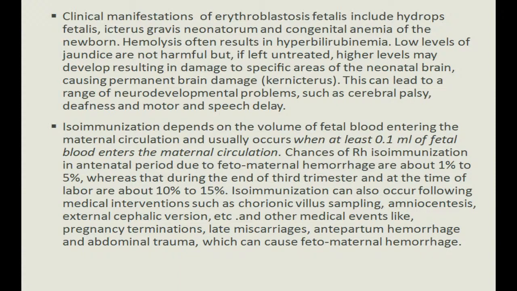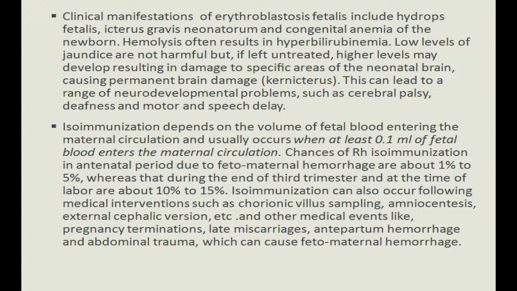Isoimmunization depends on the volume of fetal blood entering the maternal circulation. I repeat it again, please pay attention. Isoimmunization usually occurs when at least 0.1 milliliter of fetal blood enters the maternal circulation. Would you like to imagine this amount of blood? 0.1 ml of fetal blood. When it enters the maternal circulation, it will lead to development of isoimmunization.